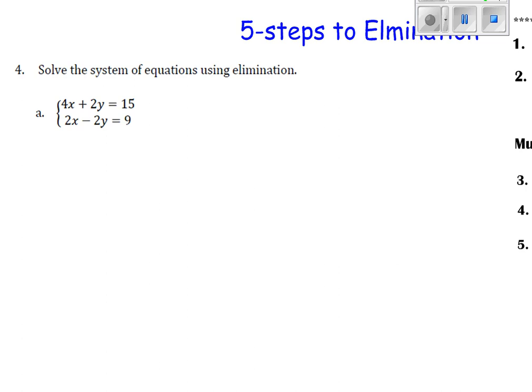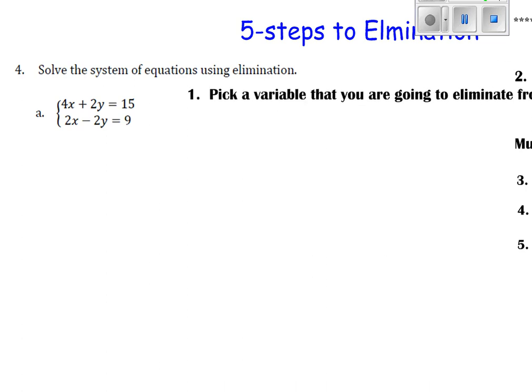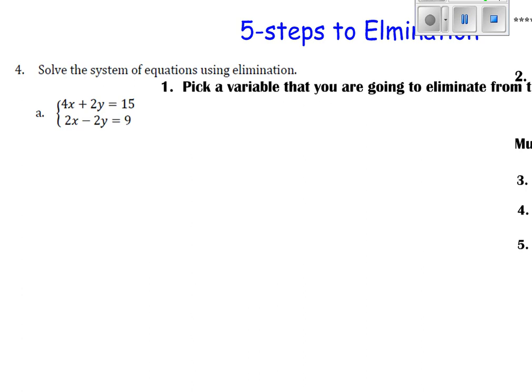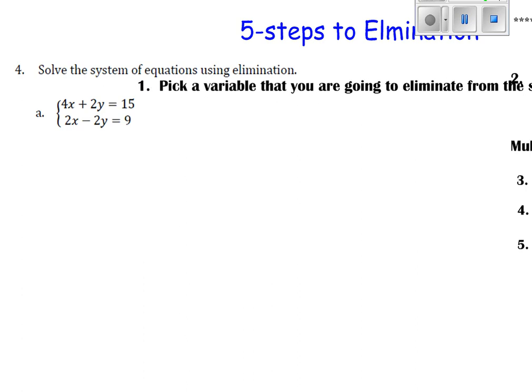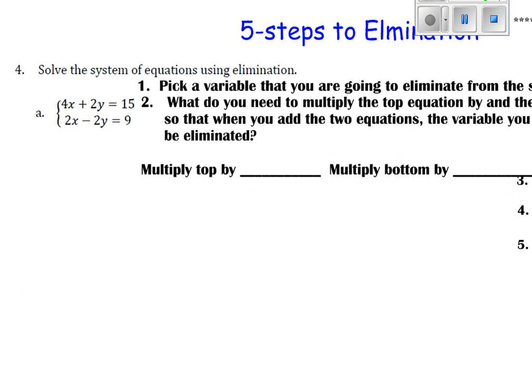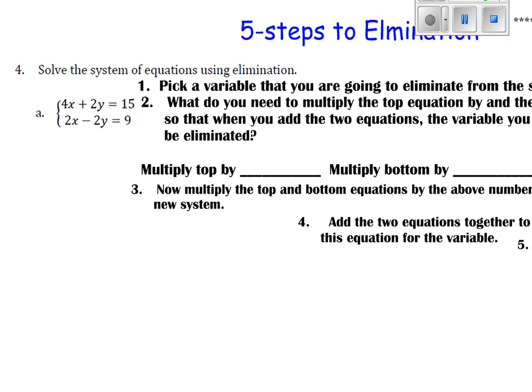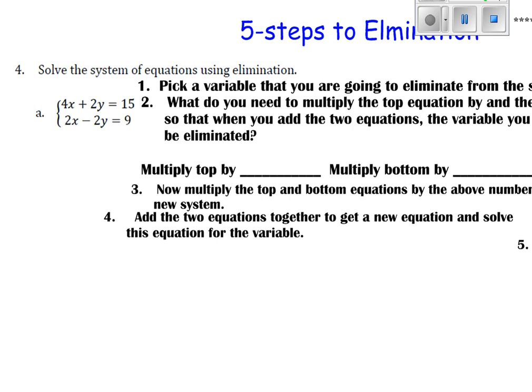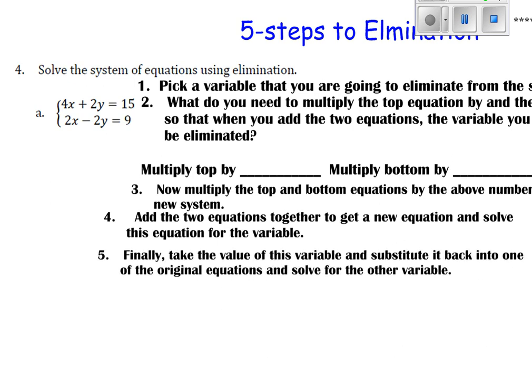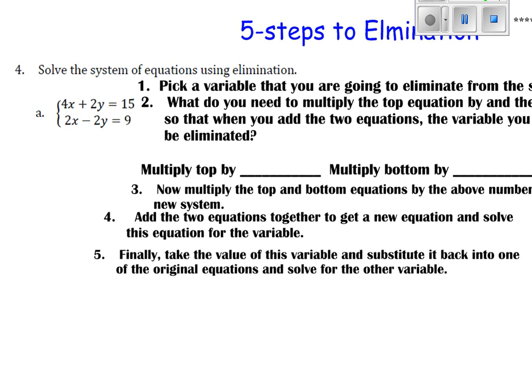Elimination is nice if you've got the same thing in front of one of the variables, or at least opposite signs. So pick a variable. What do you want to multiply the top by? What do you want to multiply the bottom by? Multiply the top and bottom equations by those things. Get rid of the variable by adding the two equations, and then figure out what you've got left.